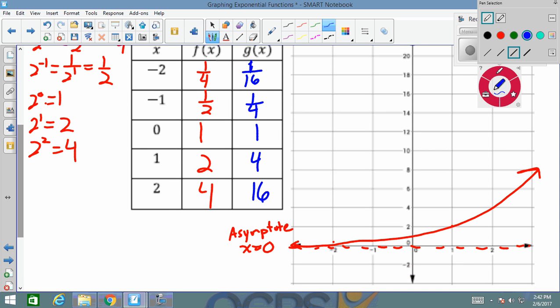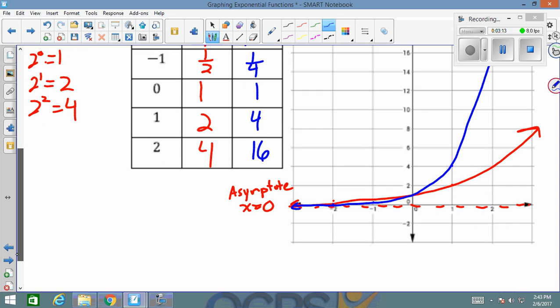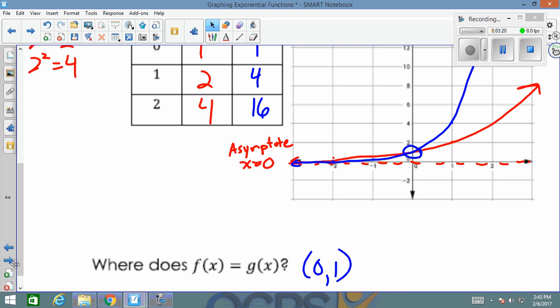So let's graph them. Negative 2, 1 over 16; negative 1, 1/4; 0, 1; 1, 4; and then 2, 16 is up there. So you notice that the graph now grows faster, the bigger that number gets. So there is my graph, and it says on the bottom, when does f of x equal g of x? Let's have that point at 0, 1. Okay, let's do another one.